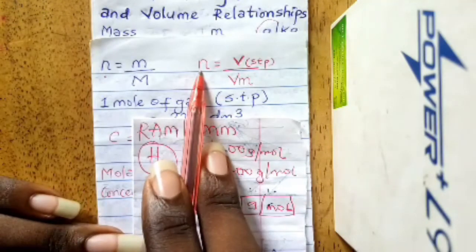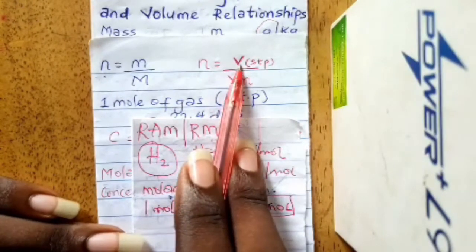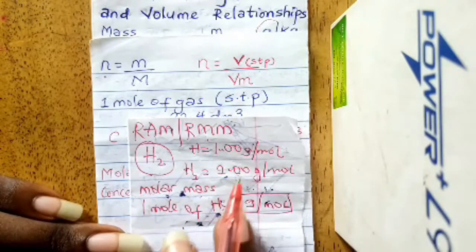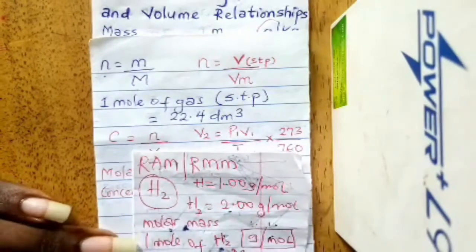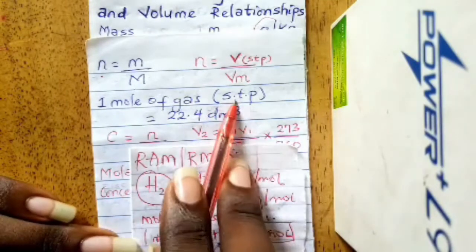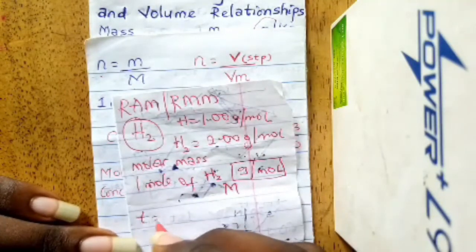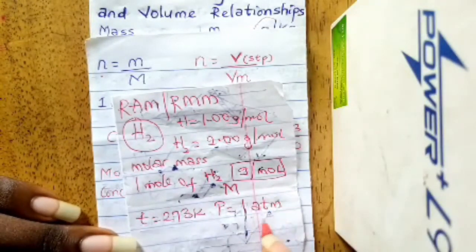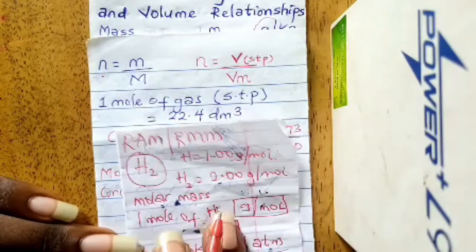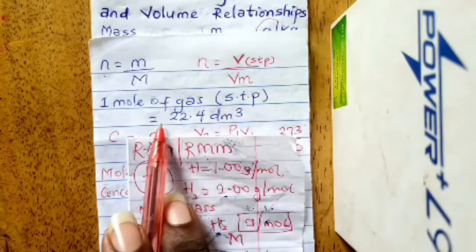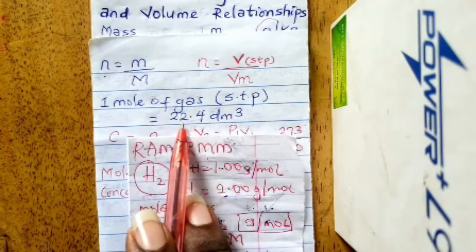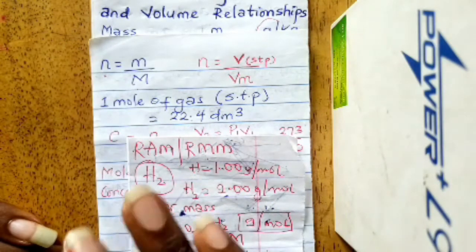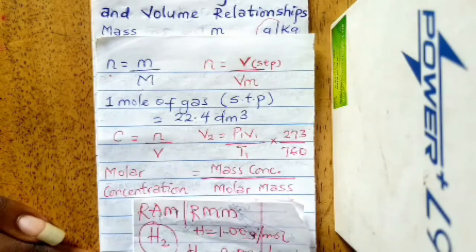Also, the number of moles can be the given volume at STP over our molar volume. For every mole of a gas at STP, that is standard temperature and pressure, the standard temperature is 273 Kelvin, and the standard pressure is 1 atmosphere, 1 atm. So for every mole of a gas at STP, the volume is always 22.4 dm cube. We should note all these formulas and use them when solving. I'll be referring us back to them.